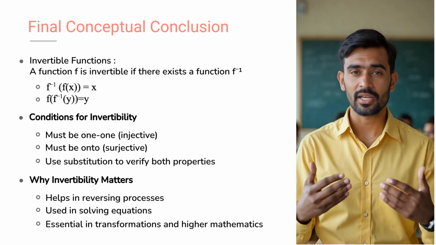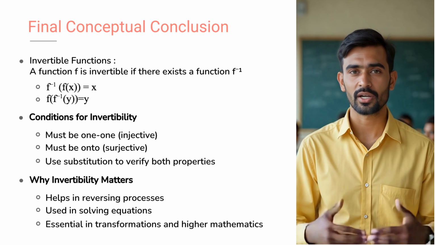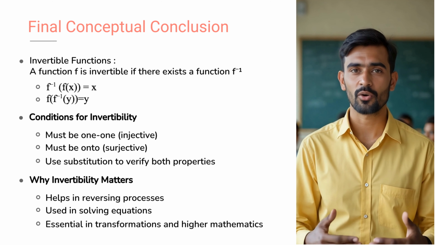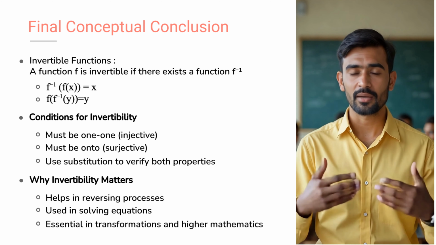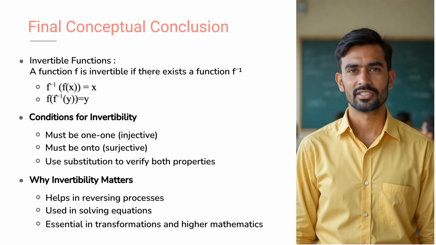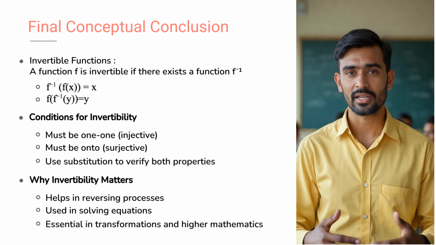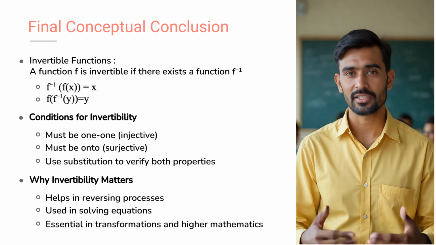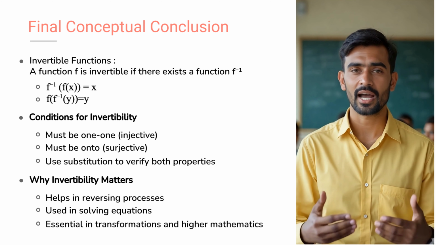But for a function to be invertible, two key conditions must be met. It must be one-to-one. Every input gives a unique output. It must be onto. Every output in the codomain must be used. You can use substitution to verify these conditions in real problems. Why does this matter? Because invertibility is essential for solving equations, reversing processes, and understanding transformations in higher mathematics.